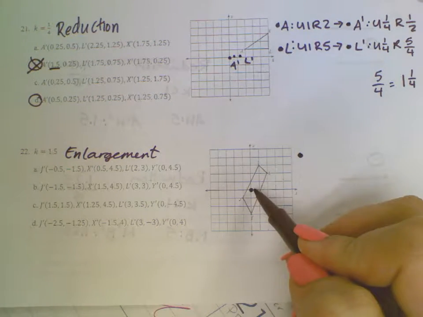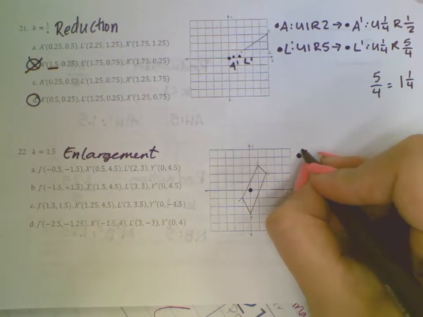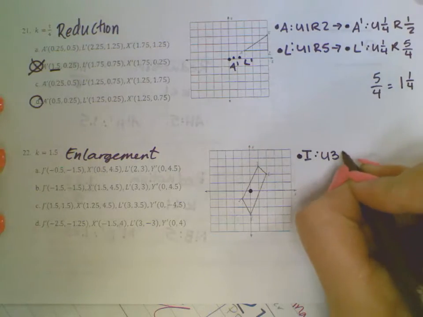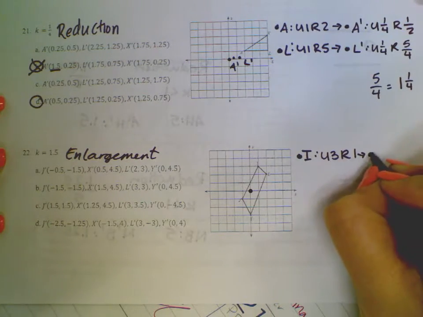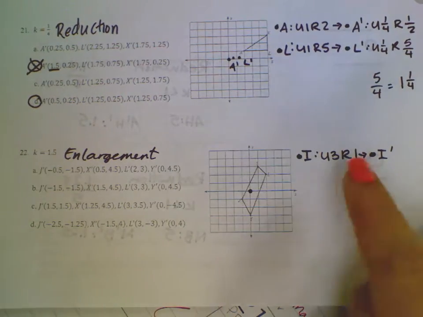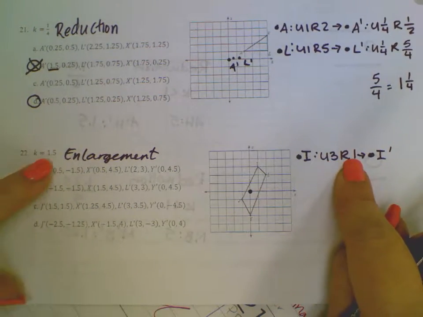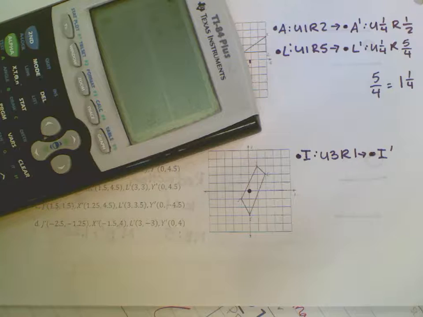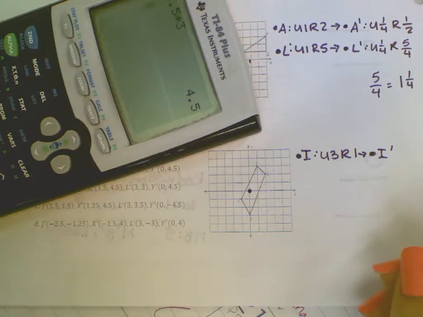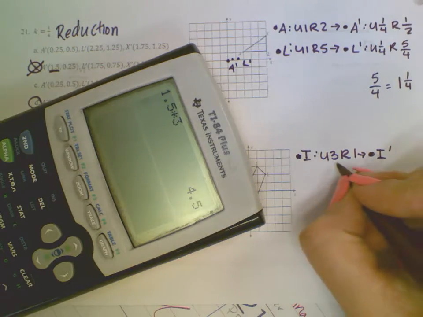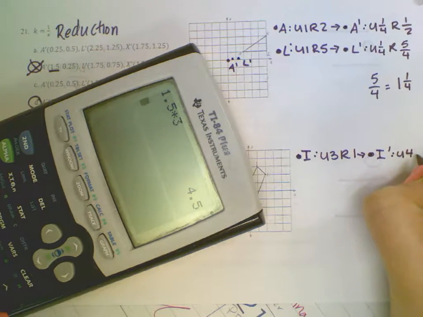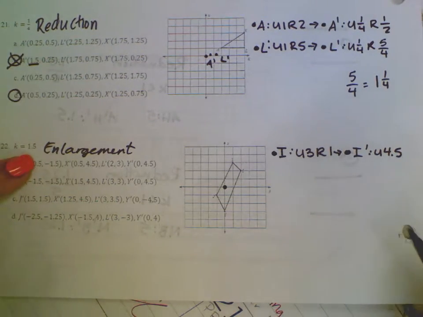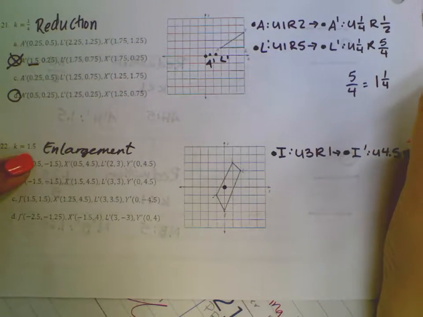And to get from my center of dilation to I, I would need to go up 3, right 1. So then to get from the center of dilation to I prime, I'm going to multiply my numbers here by 1.5, which is my scale factor. If you need a calculator for that, you can do that. You can say 1.5 times 3, which will give you 4.5. So instead of going up 3, I'm going to go up 4.5. And 1 times 1.5 is 1.5. So I'm going to go right 1.5.